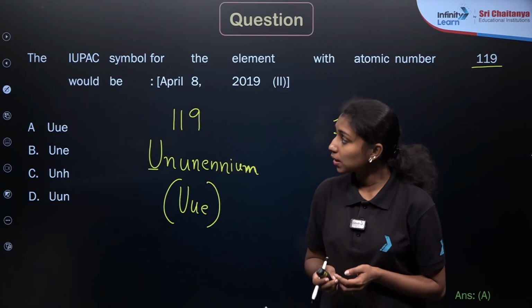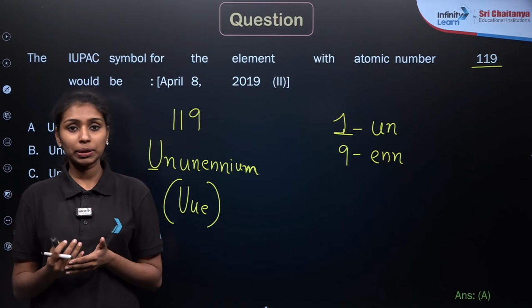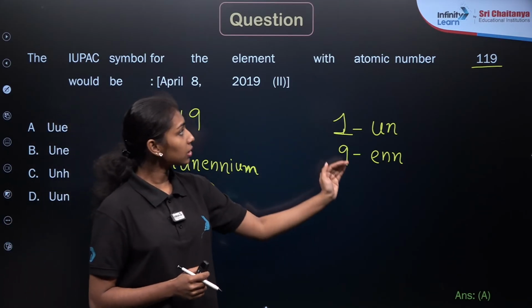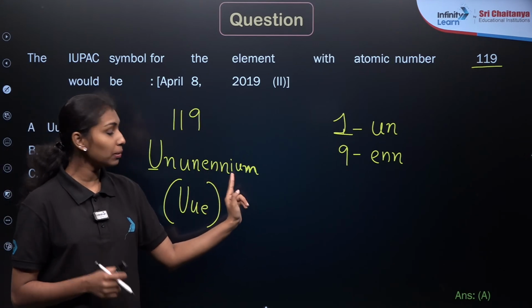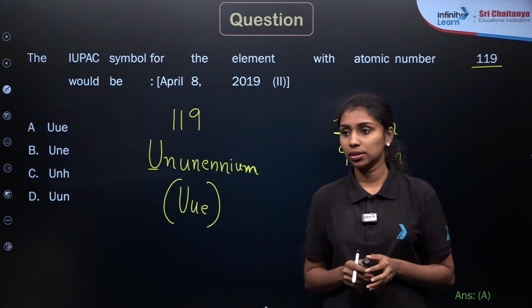Okay, I hope you understand how to write the IUPAC naming of an element having an atomic number greater than 100. Depending upon the word roots or the names, you can give the IUPAC name of this compound like this. In the IUPAC name, the last suffix will be ium only, depending on the numbers.